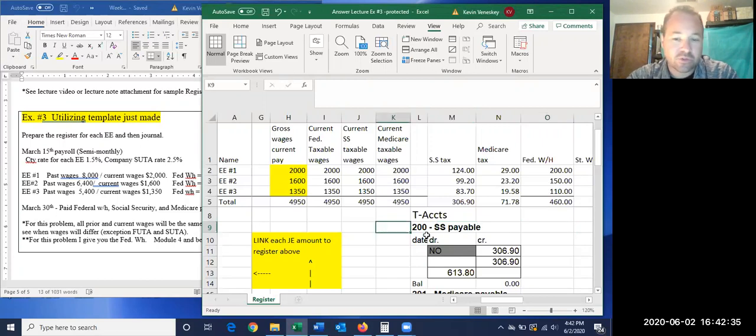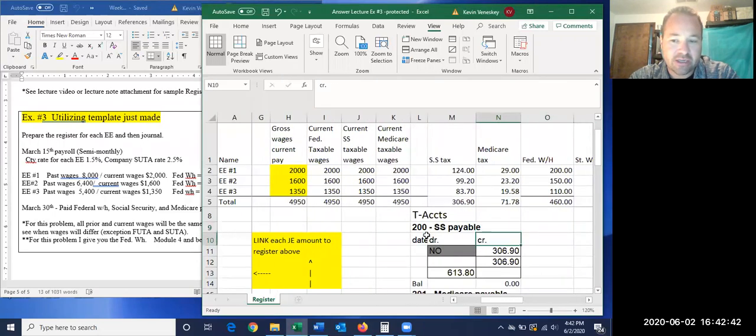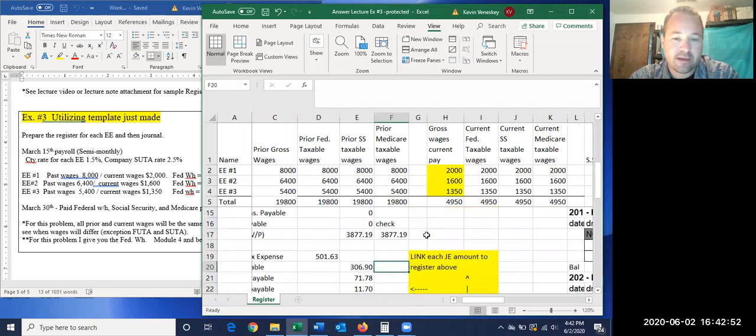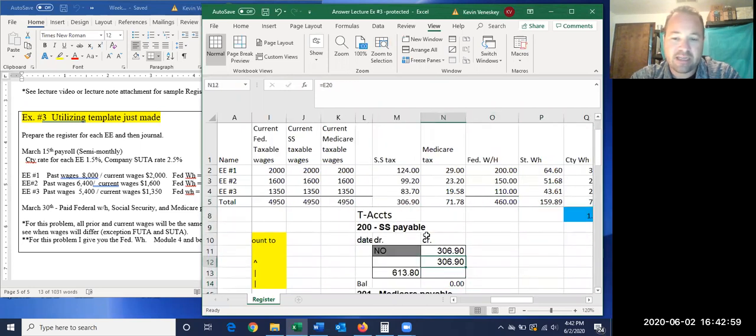But for now, the Social Security, if I had $306.90 for the employees that was taken out of their check, so I put $306.90 here for part of my pay. So you could put a little X here if you wanted to, that we recorded it. I have the employer's portion, the same number, $306.90. When I added those up, I get $613.80 is what's due.